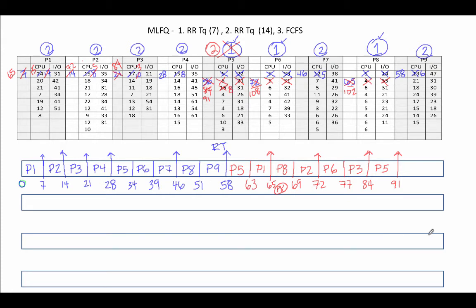So now the time is 91, and we need to check if we have any level 1s in the ready queue, which we do not, so we have to go on to level 2s, and we can go to P4.